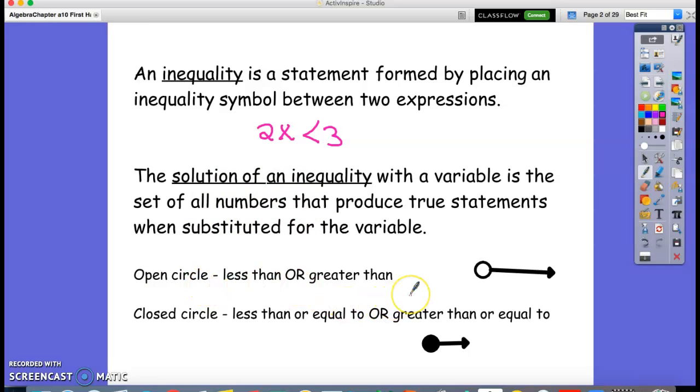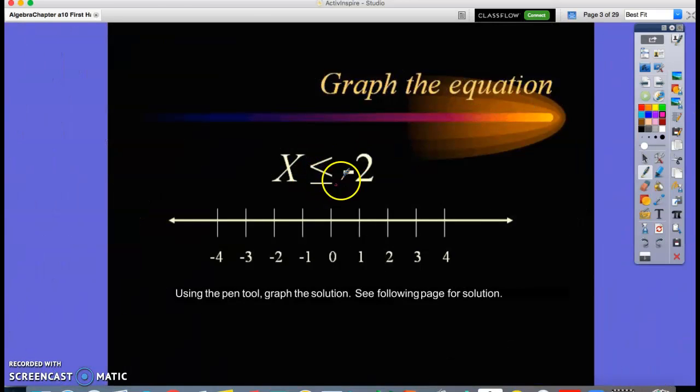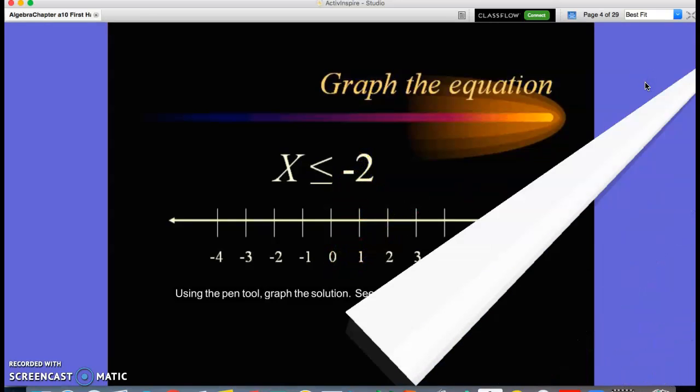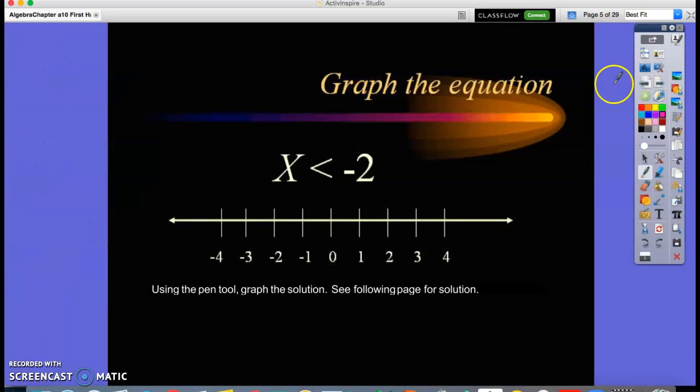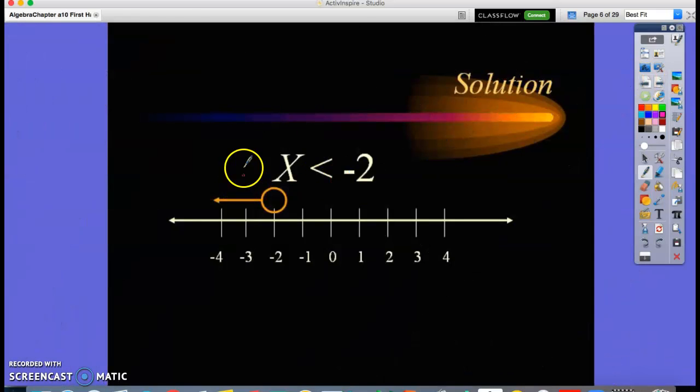Open circle, you know that you use an open circle for less than or greater than, and a closed circle if it is less than or equal to, or greater than or equal to. Now x less than or equal to negative 2, how do you graph it? So this is an equal sign, so that's a closed circle, right? Now if it's x less than negative 2, there is no equal sign, so how do you graph that? Yes, so you get an open circle, right?